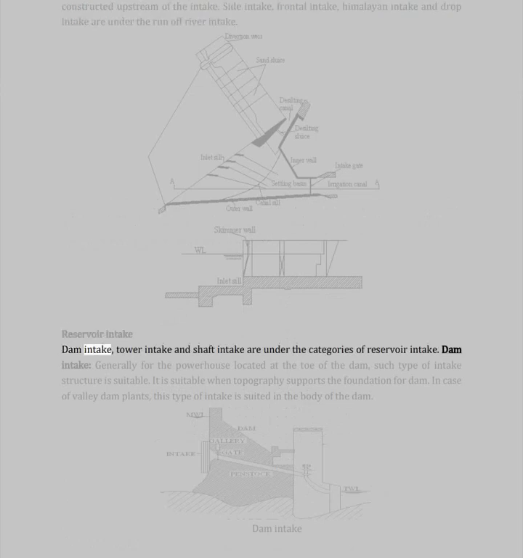Reservoir intake, dam intake, tower intake, and shaft intake are under the category of reservoir intake. Dam intake is generally for the powerhouse located at the toe of the dam. Such type of intake structure is suitable when topography supports the foundation for the dam. In case of valley dam plants, this type of intake is suited in the body of the dam. Dam intake.